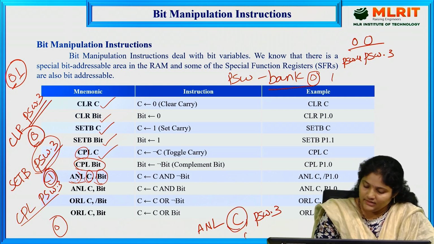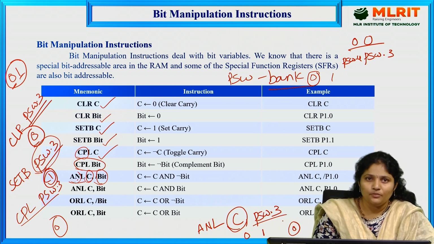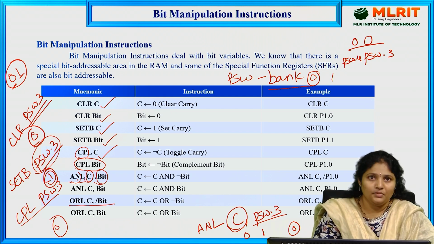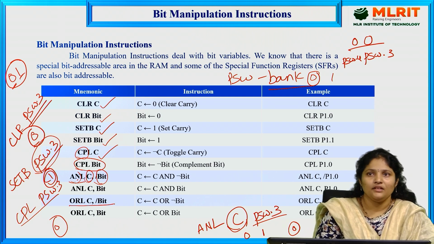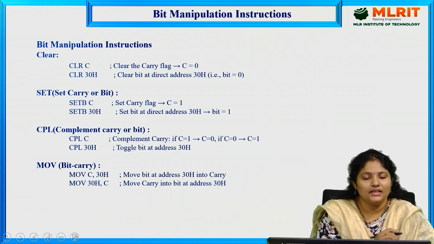If carry is 0 and PSW.3 is 1, the output is 0 because it is an AND operation. Only if both inputs are high will the output be high. Similarly, it can also perform an OR operation, right? Coming to the next one, clear, CLR C.